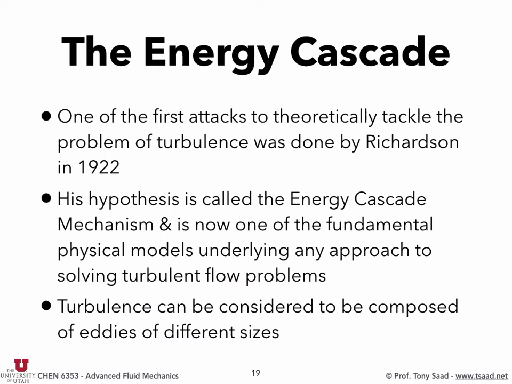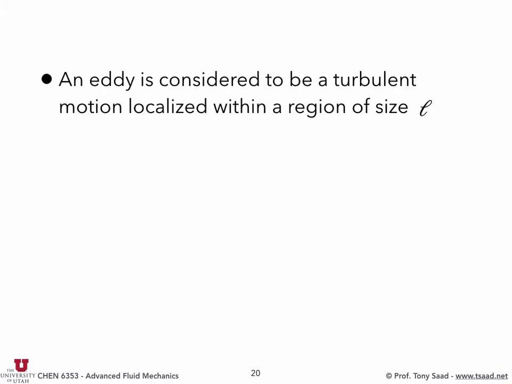And his idea was that large eddies actually break up, and they turn into smaller eddies, and those eddies also break up and turn into smaller eddies, and they keep breaking up all the way until we get to the molecular scale, and that's called the energy cascade mechanism.